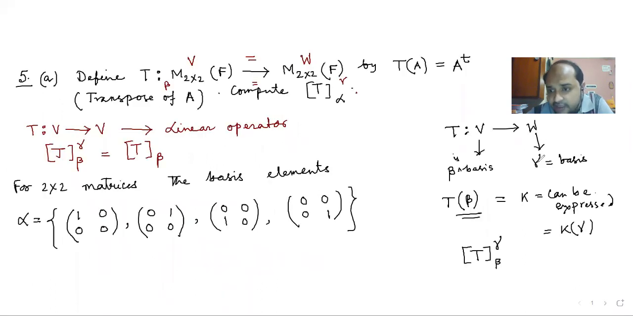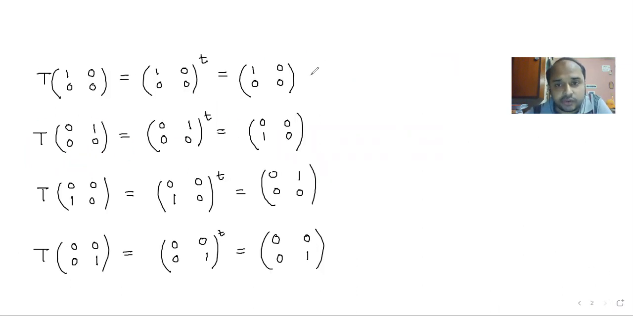And after that, since on the right-hand side we have the codomain, we have to express the outcome in terms of the basis of the codomain. That is, we have to represent K as a function of gamma. So here our objective is to represent this outcome with respect to the basis element of the codomain. But here the codomain is the same. Here V and W are same, so the basis of V and the basis of W are actually same.